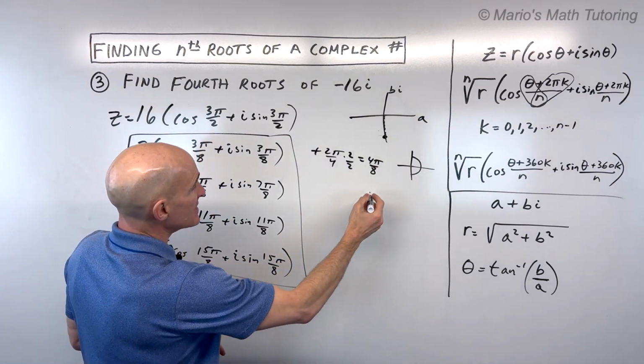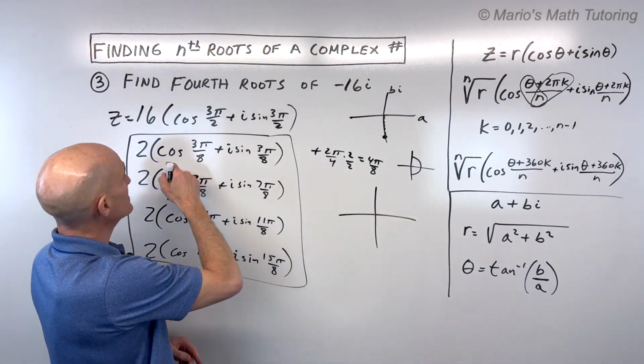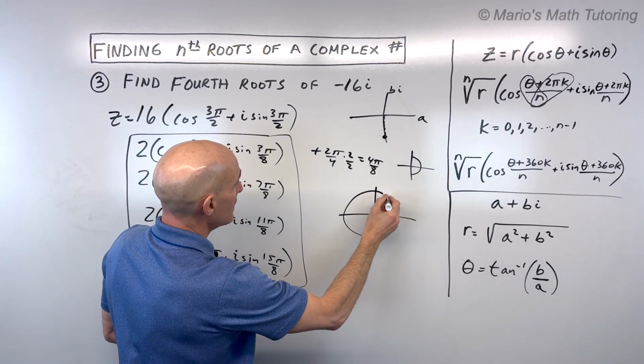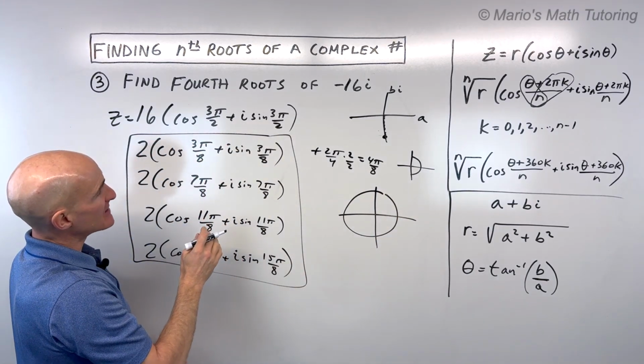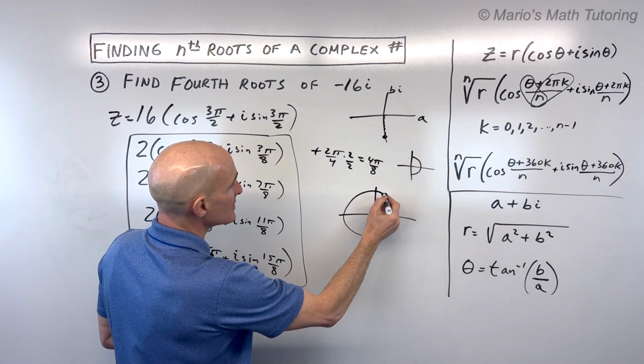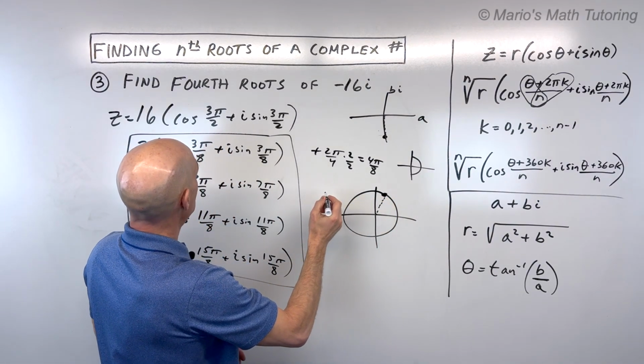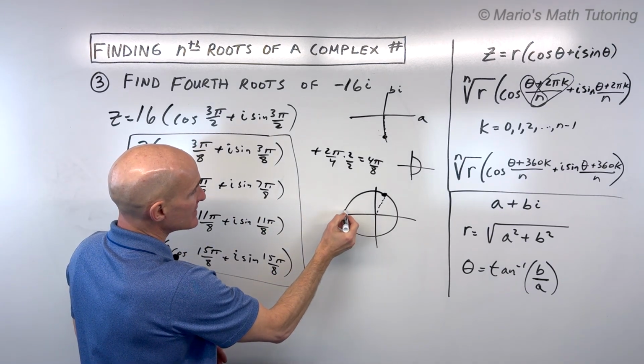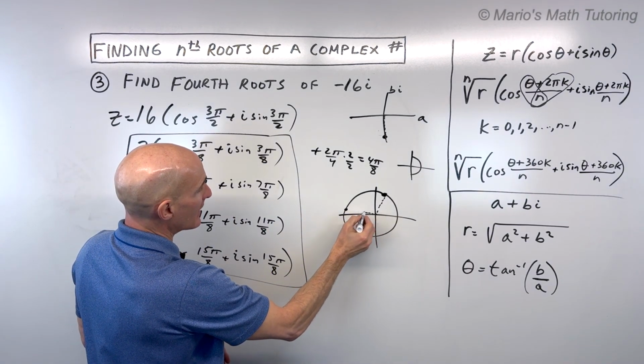Now, just if we wanted to see this graphically, imagine that this is a circle with radius 2. And our angle, 3 pi over 8, that's a little bit less than 4 pi over 8, which is pi over 2. That's going to be somewhere up here. Okay. And the next one's 7 pi over 8. That's a little bit less than 8 pi over 8, which is pi.